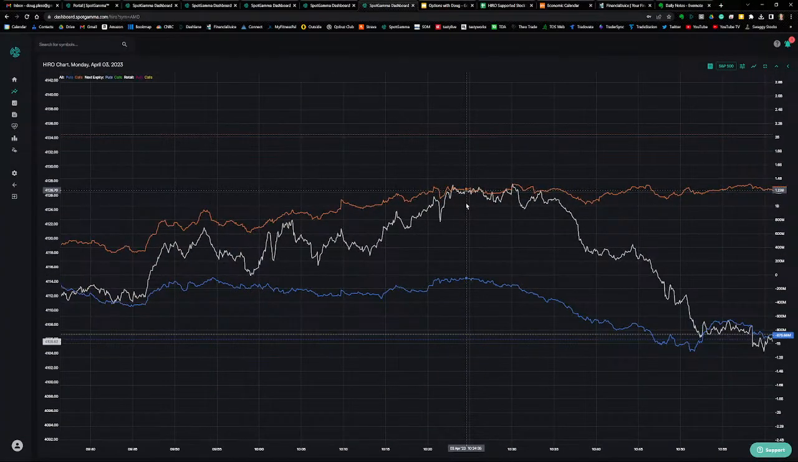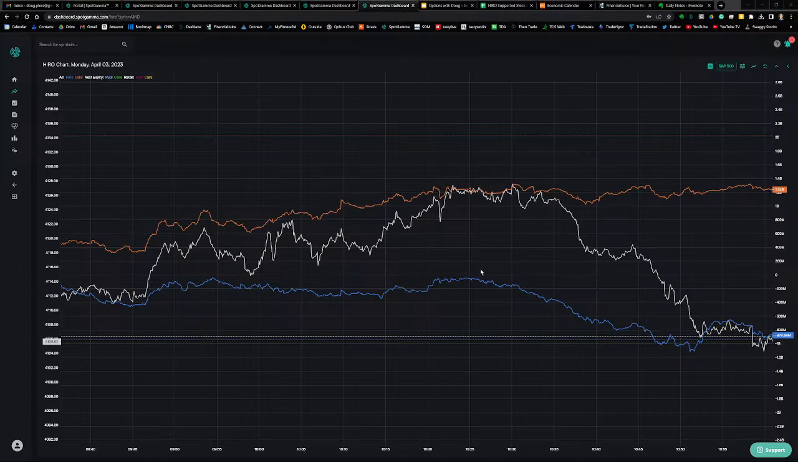Zoom out a little bit, and notice now the put buyers gain the upper hand as this line slopes down. The call line flattens, so traders stop buying calls, and they start buying puts more aggressively, and price moves lower.